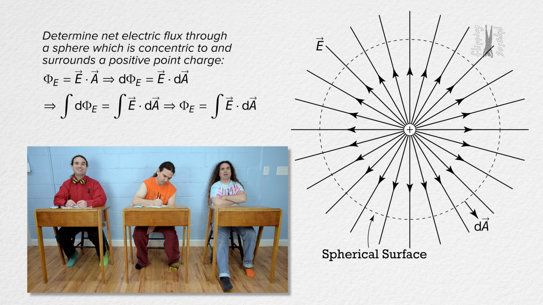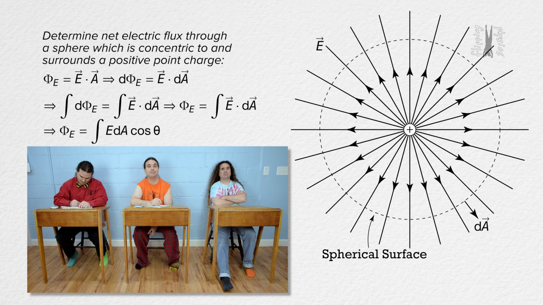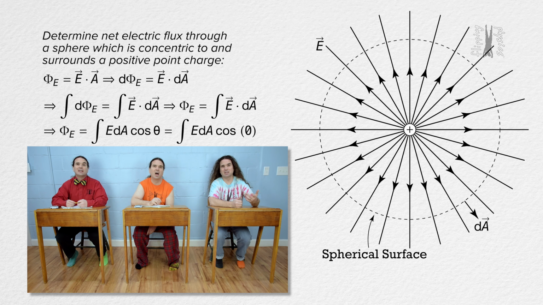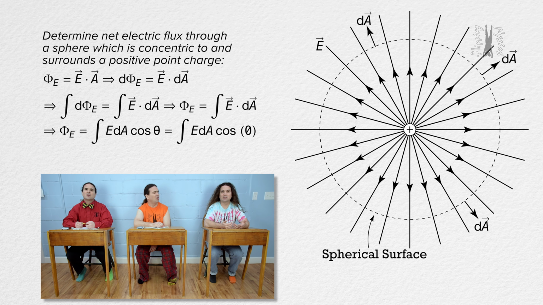Okay, let's use that equation. However, let's use E dA cosine theta instead of the dot product. The angle between the electric field and area dA is, for every area dA, equal to 0. That is because the electric field is always outward and dA is always outward. They are both in the same direction. The cosine of 0 is 1.